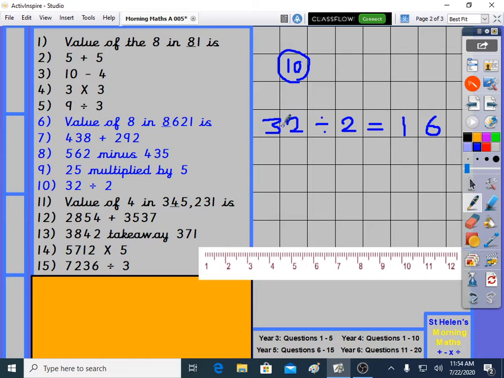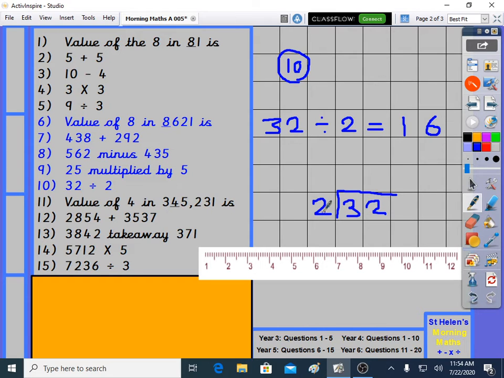You could share out 32 counters into 2 groups. You could even do the bus stop, which you used at the end of year 3. Lots of ways of doing this division question, this sharing question. Because this is the bus stop, which you learned at the end of year 3. Well, it was on morning maths anyway at the end of year 3.